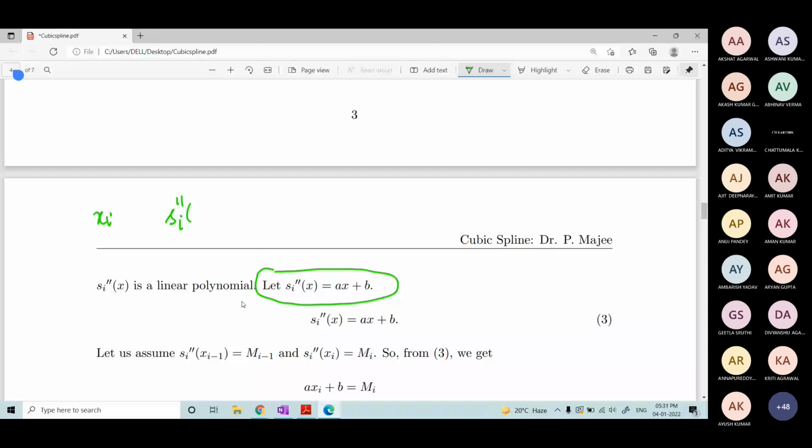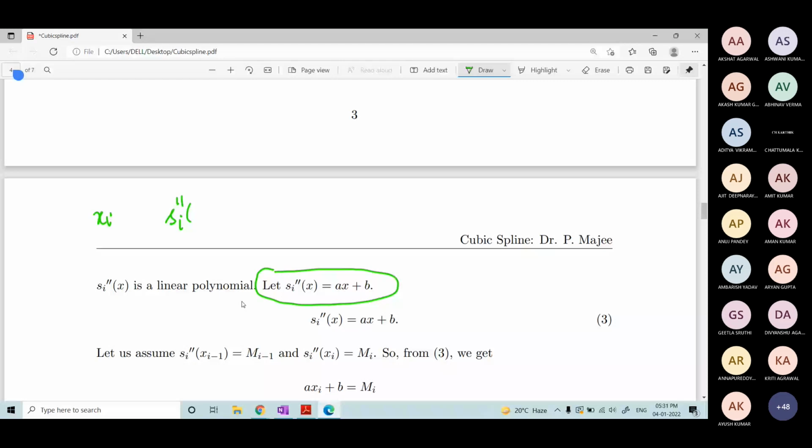So how many internal points are there? If the number of data points is n plus 1, if the data points are x_0, y_0, x_1, y_1 up to x_n, y_n, how many internal points are there? n minus 1. Internal points are x_1, y_1, x_2, y_2, x_3, y_3 up to x_{n-1}, y_{n-1}. So at all those internal points, we will be checking the continuity of the first derivative to get the values of M_i. So that is what we are doing here.